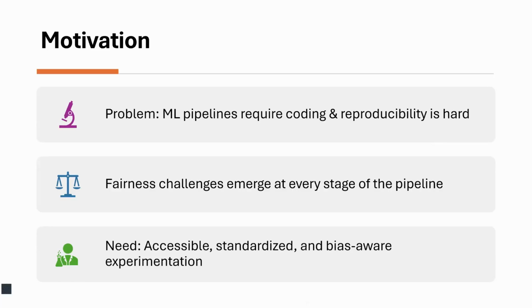At the same time, every stage of the pipeline, from data preparation to model testing, can accidentally introduce or increase bias. This can lead to unfair outcomes across different groups. So the question is, how can we make fairness research easier, faster, and more reliable?